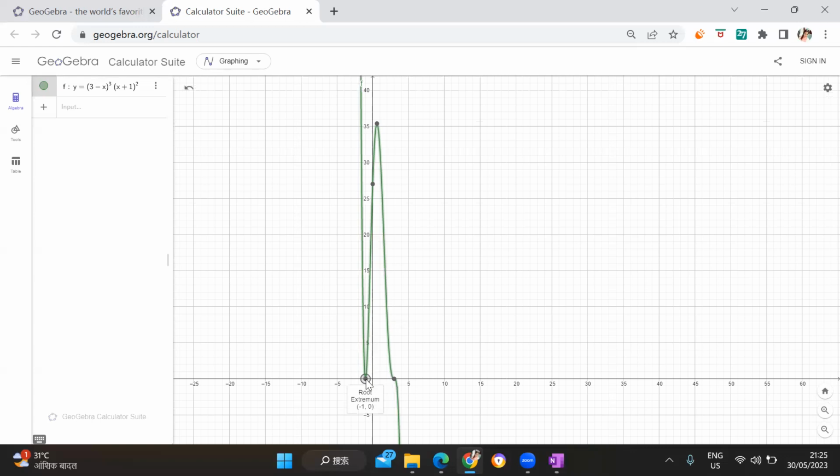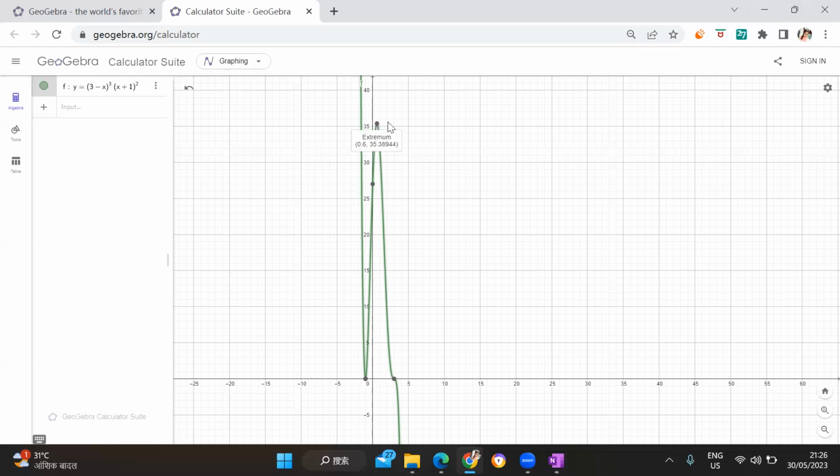Now they are also showing this point. They're also showing this point. What is this point? 0. Obviously, this is the y-intercept. So here, one of the factors is 0. Do you understand this very well? This is not the stationary. Yeah. These are the stationary points.